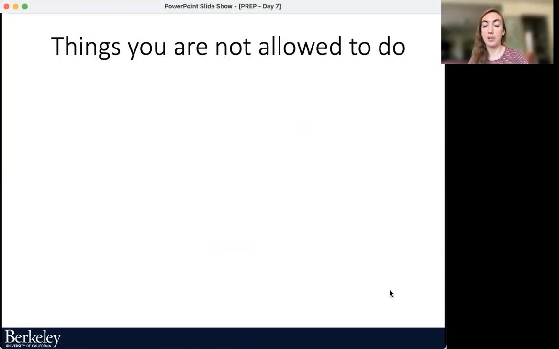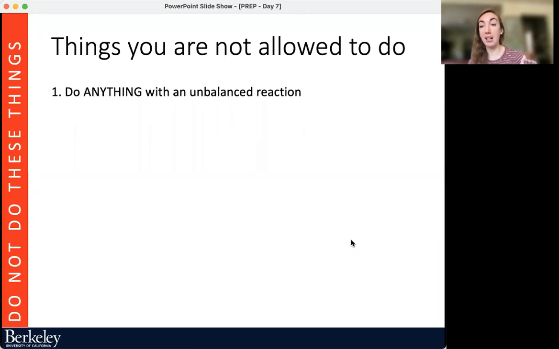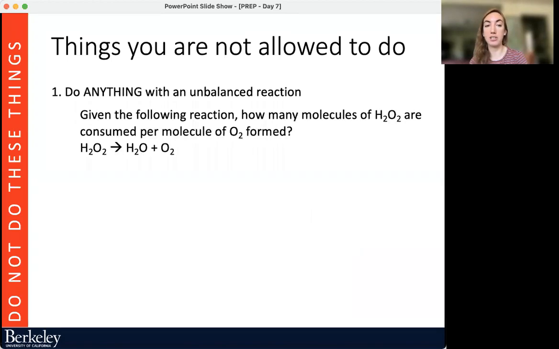Okay, so some really common mistakes with stoichiometry. I'm going to put a giant red bar on the side so that whoever is watching this later knows that everything on this slide is bad. So you cannot do anything with an unbalanced reaction. If you ever are asked to do anything with a chemical reaction, the very first step you're always going to do is make sure that reaction is balanced.